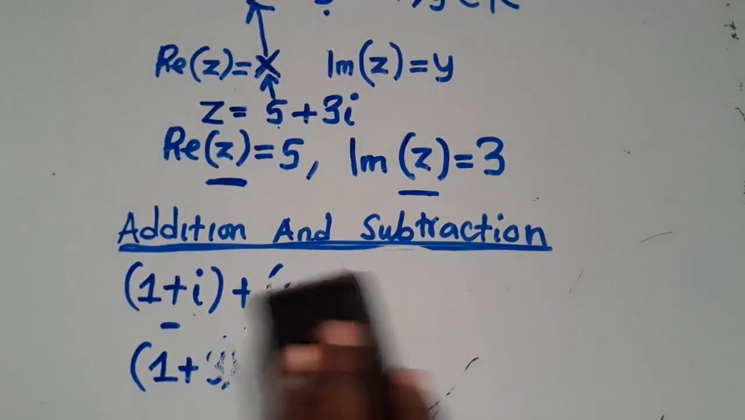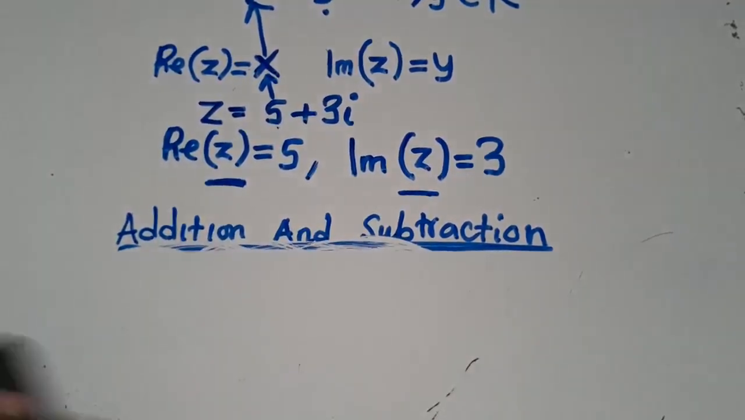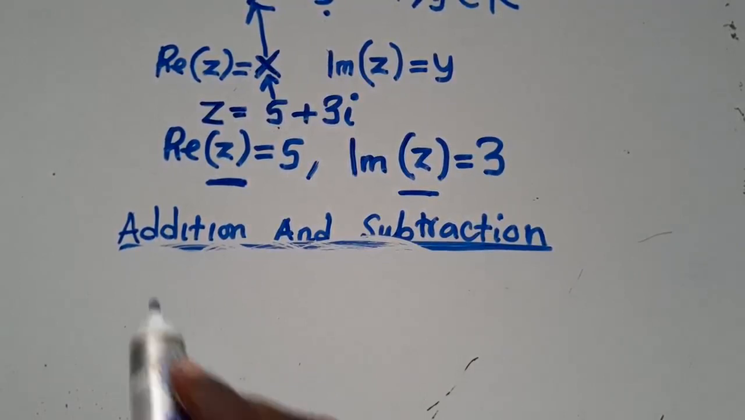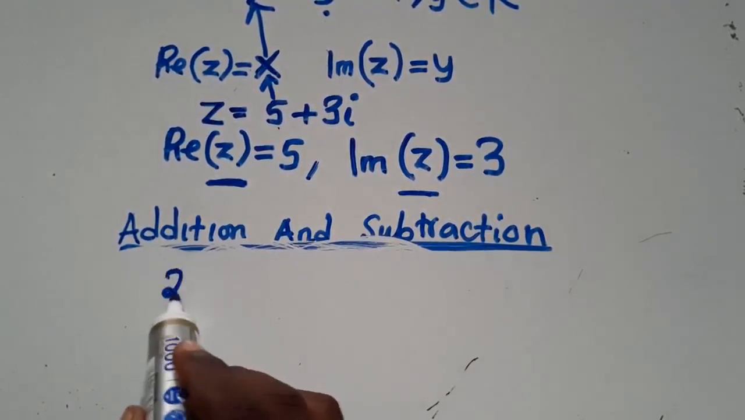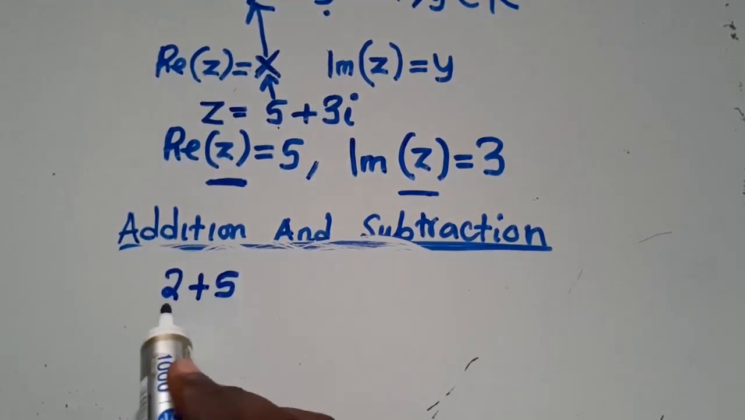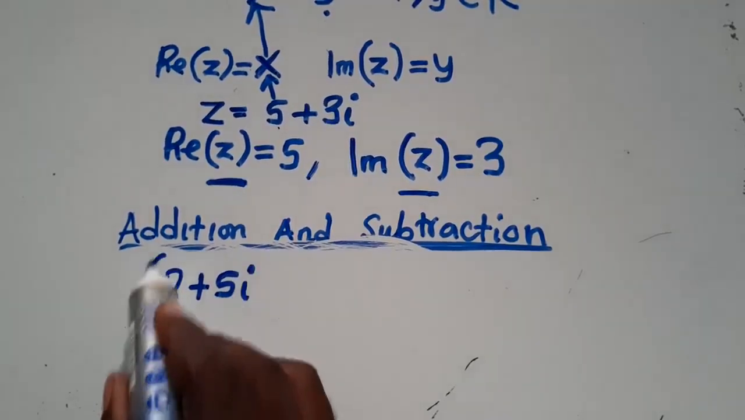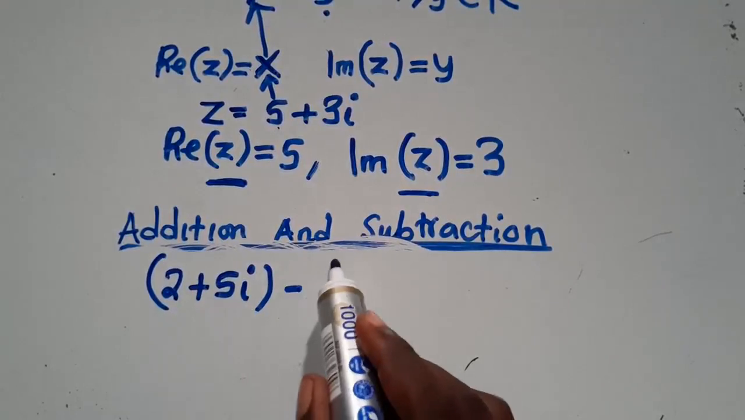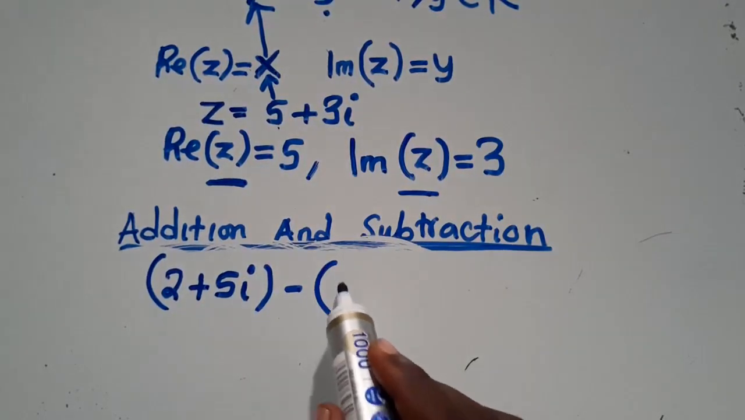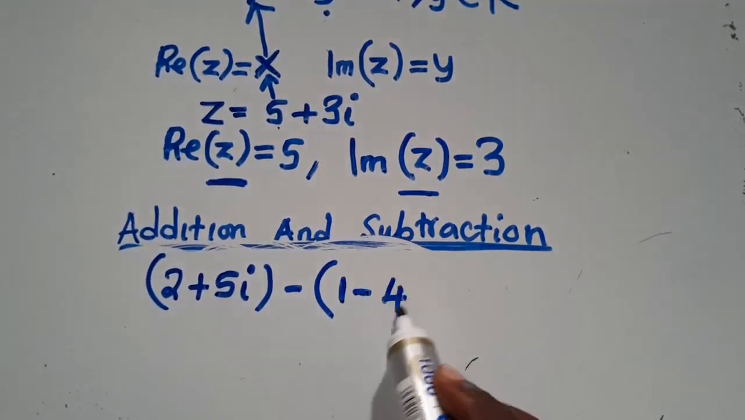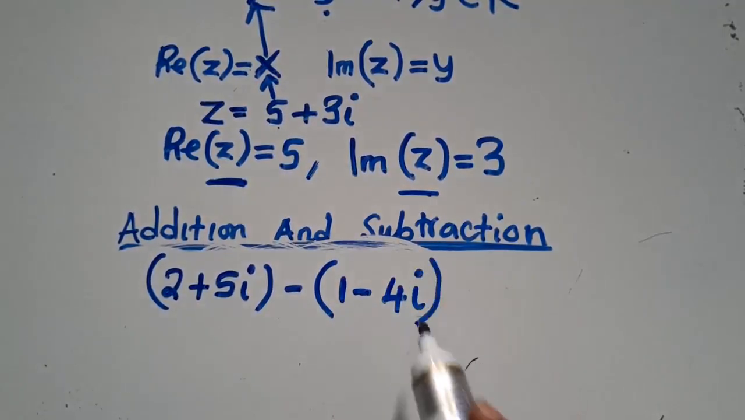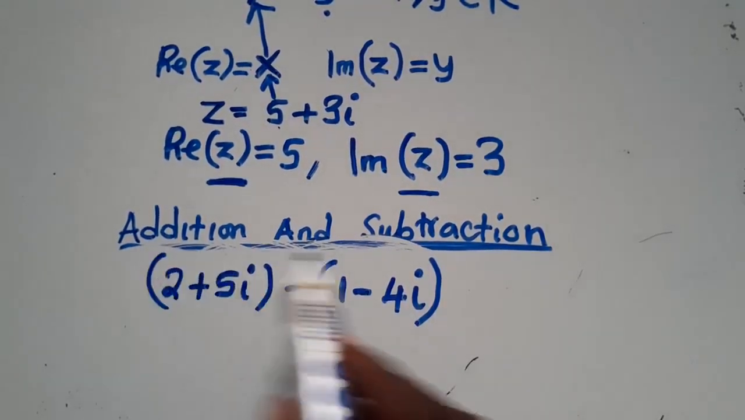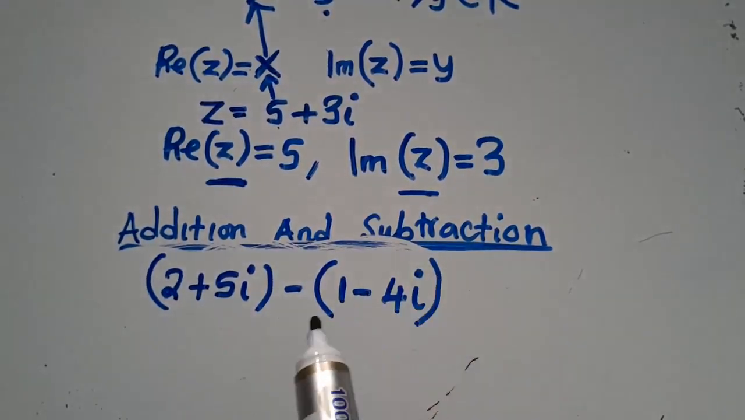Let us look at another question. So another question under this, it can be like this. What if you are given something like 2 plus 5i, like this, then minus. Have you seen there we were adding? Here it's minus. Minus what? 1 minus 4i, like this. So we are told to subtract now this. So we are doing addition and subtraction of what? Complex numbers.